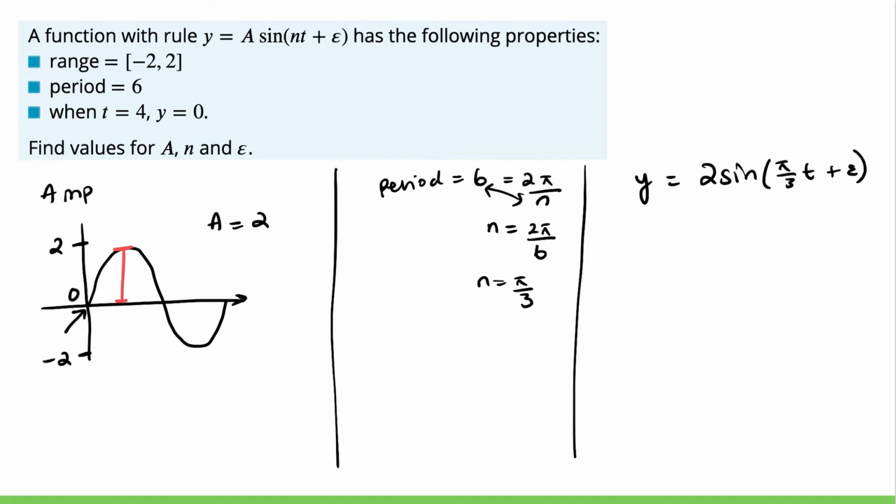And then in order to be able to find that, well, we've been given a point. So let's substitute that in. So what I know is that when t is 4, y is 0. So just keep that in mind in order to substitute that in correctly.